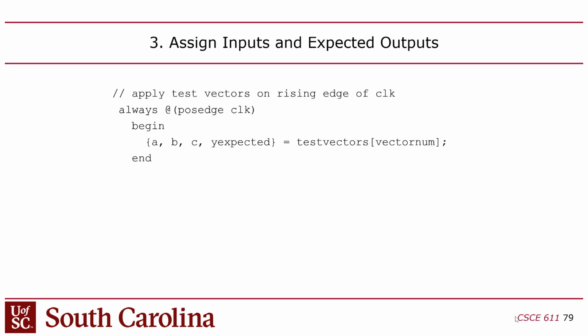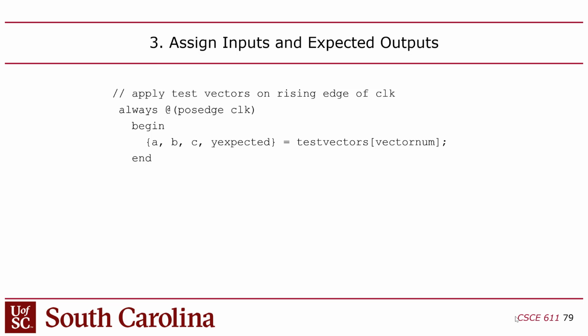Okay, then I have another always that sets test vectors of vector num, and it assigns them to A, B, C, and Y expected. Now, I showed you this last lecture, where you can actually put a concatenated form on the left-hand side of an assignment.